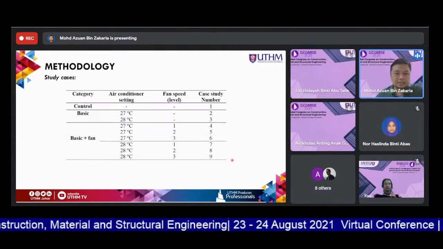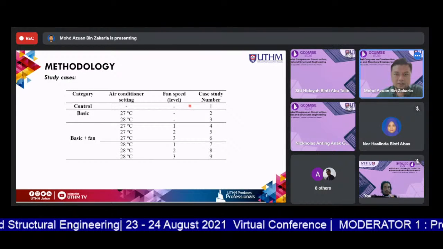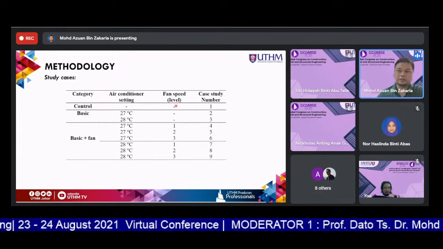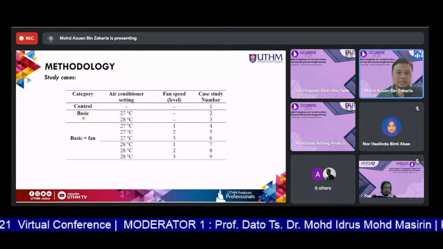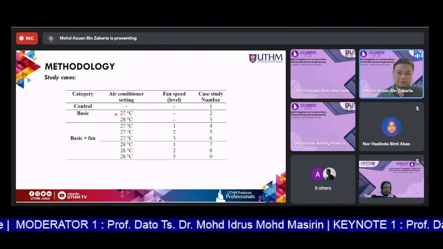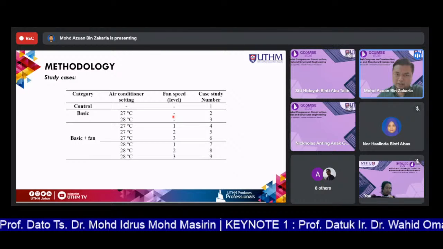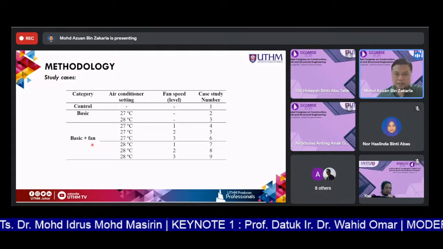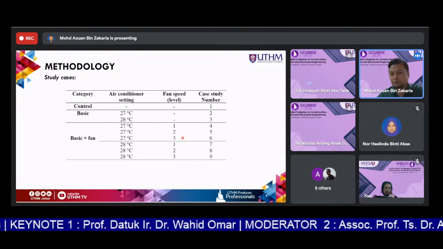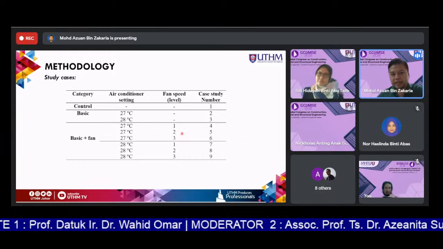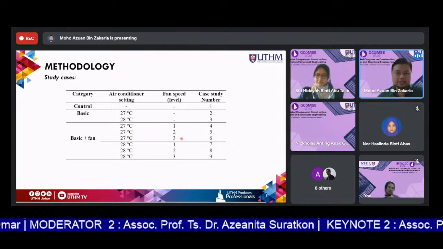Okay, the slide shows the cases. We start with a control case with no ventilation. We just want to see passively how the room reacts to the external environment. For case 2 we set the air conditioner at 27 degrees Celsius, and for case 3 at 28 degrees Celsius, without any fan assist. And then we move to cases with varying fan speed. To be noted, for fan speed 1 we measured around 1 meter per second, and up to 1.3 meters per second for fan speed 3.